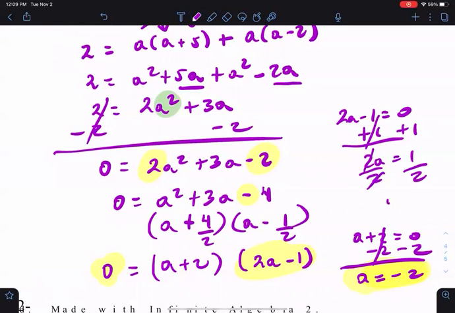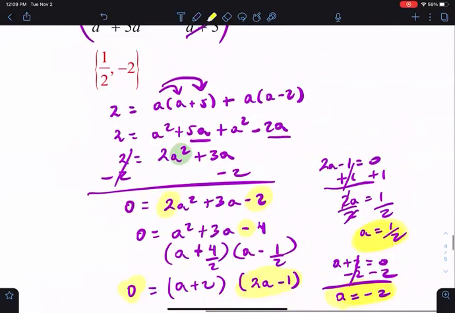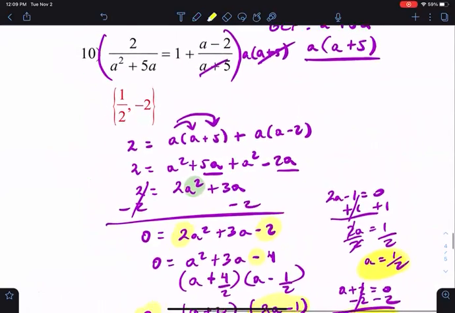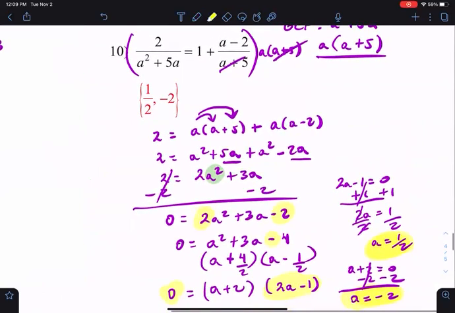You get 1/2. But you have to check that it doesn't make the denominator undefined, right? Otherwise, you will have no solution. But that doesn't affect this one. And that's the answer for this problem. Okay? That's how you do these equations.